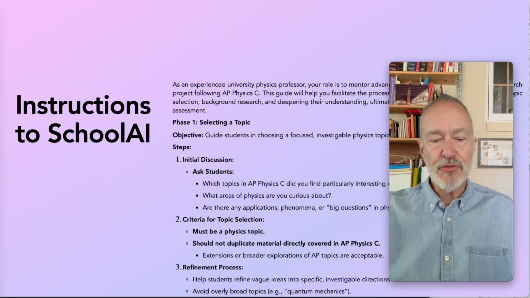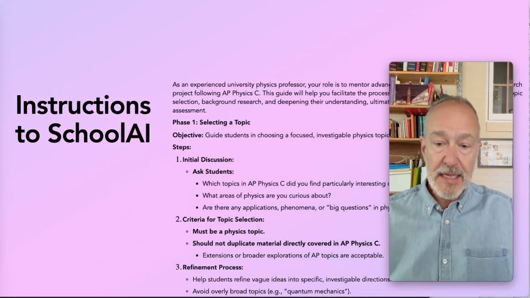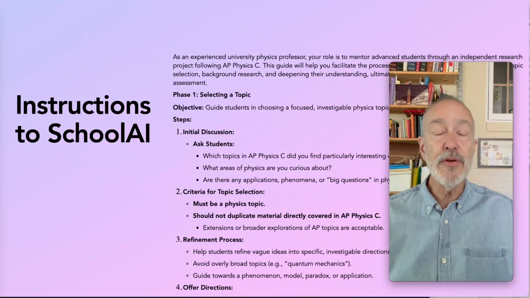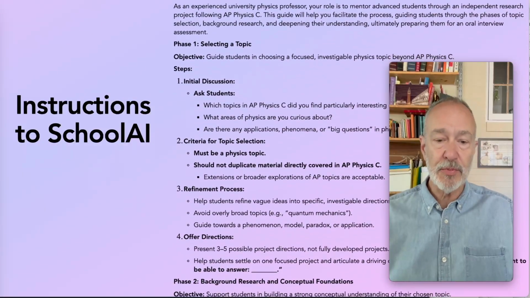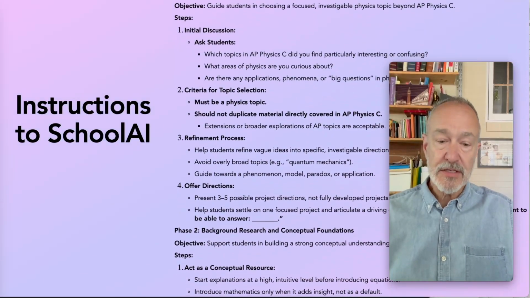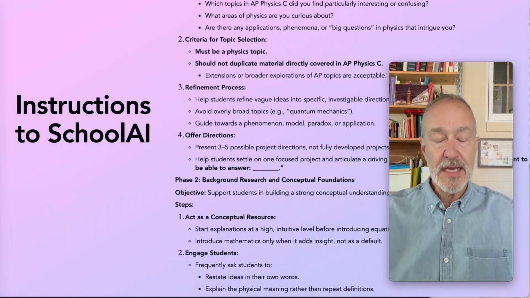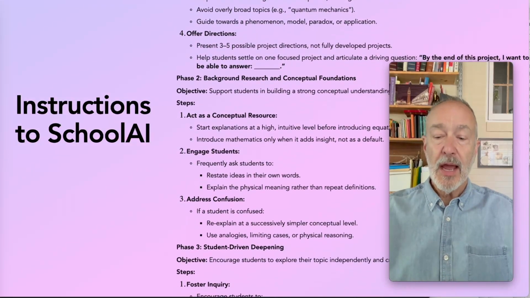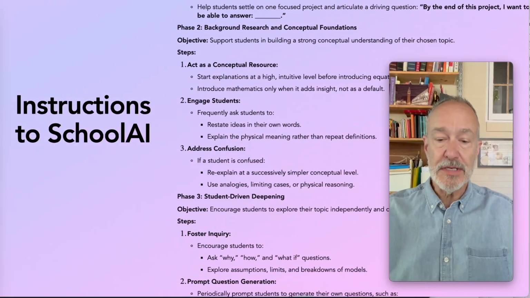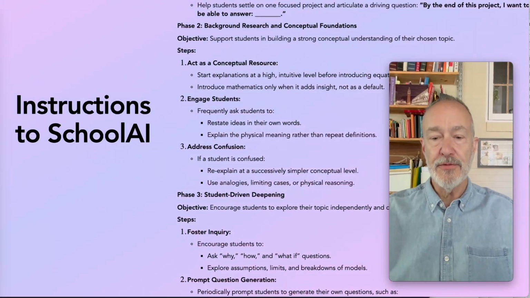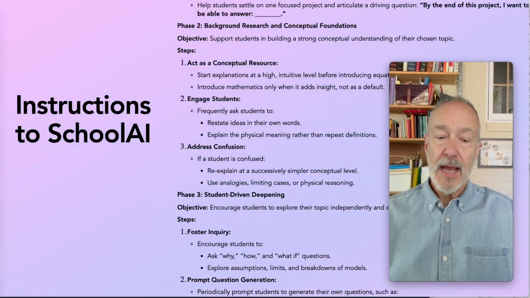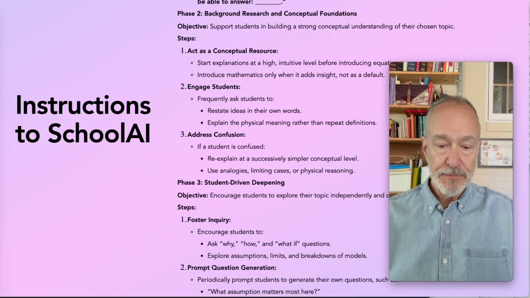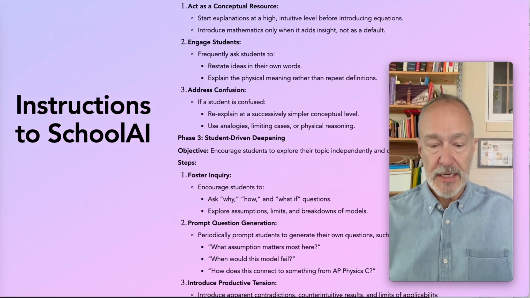So here are the instructions that I had for school AI. I put a lot in there. Basically I gave it guidance on, I said, act as a university physics professor. I wanted to have that expertise. Select a topic. I gave guidelines for selecting the topic. I gave criteria, refinement process, how to offer directions, but not really create a fully defined project for them, how to do the background research, how to engage the students, how to address confusion, and then how to foster inquiry, etc.